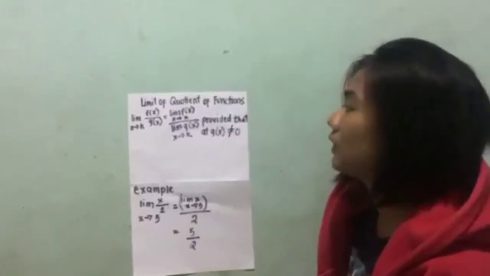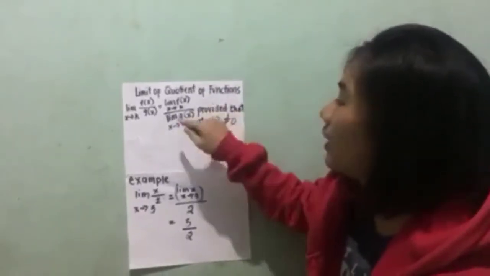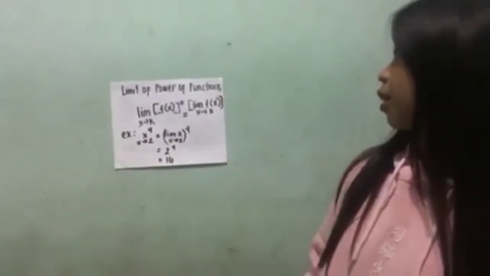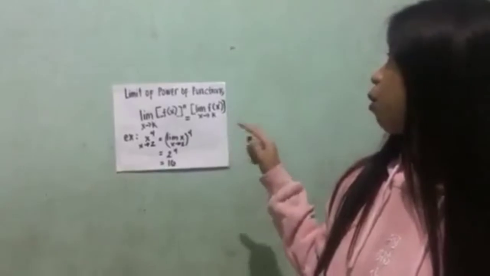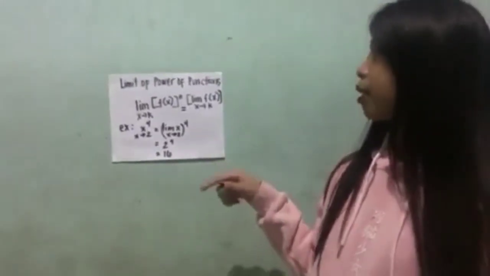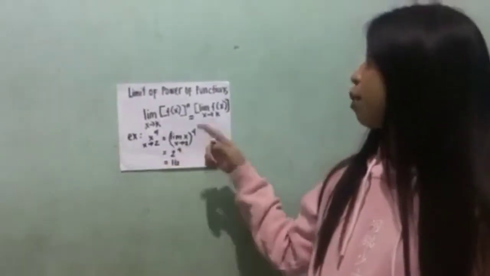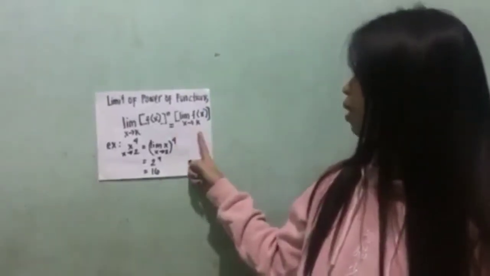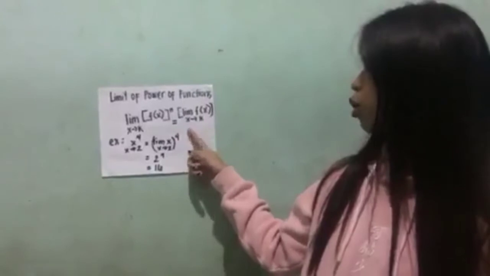Limit of quotient of function. Limit of f of x over g of x where x approaches to k equals limit of f of x over limit of g of x. Limit of power of functions. Limit of f of x to the n where x approaches to k is equal to limit of f of x where x approaches to k, to the n.